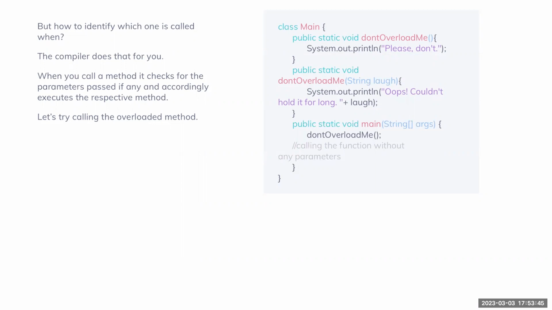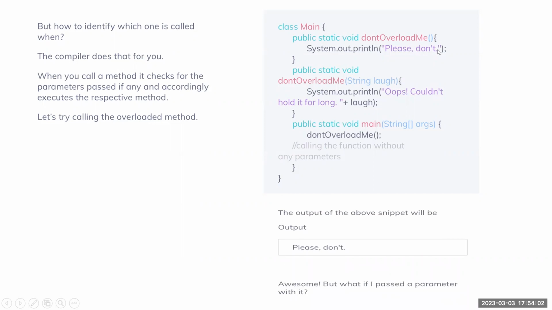What is the method that we are trying to overload? We are trying to overload don't overload me. So what will be the output if I call this don't overload me? The output is only the System.out.println and whatever we got here.